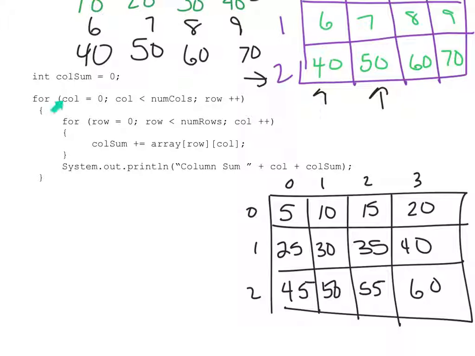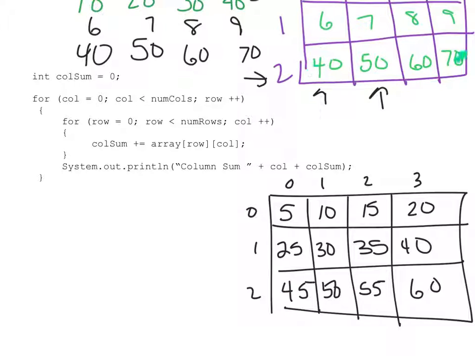Okay, so this one I'm going through the columns first. So if the columns remain constant and the rows change, I'm going to start with the 0 and go 5, 25, 45. So I'm going to go down this way. So this is a way to compute the sum. So I'm going to compute the column sum. So I'm going to figure out how to do this.